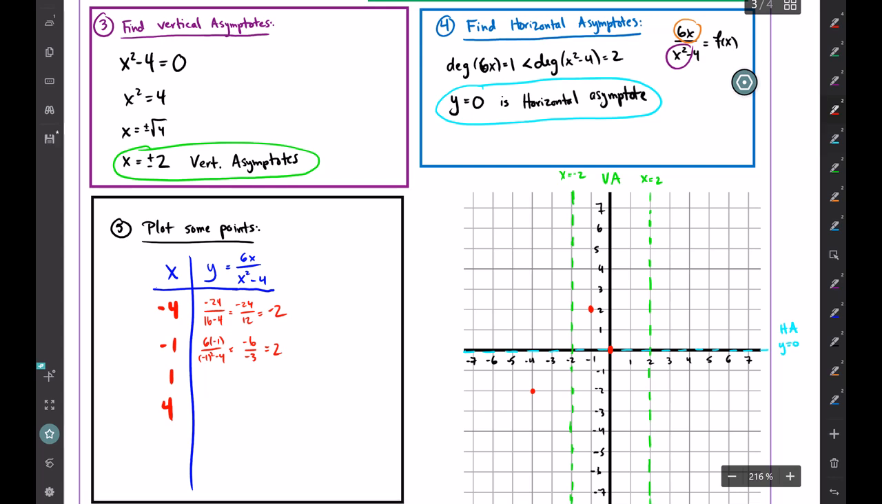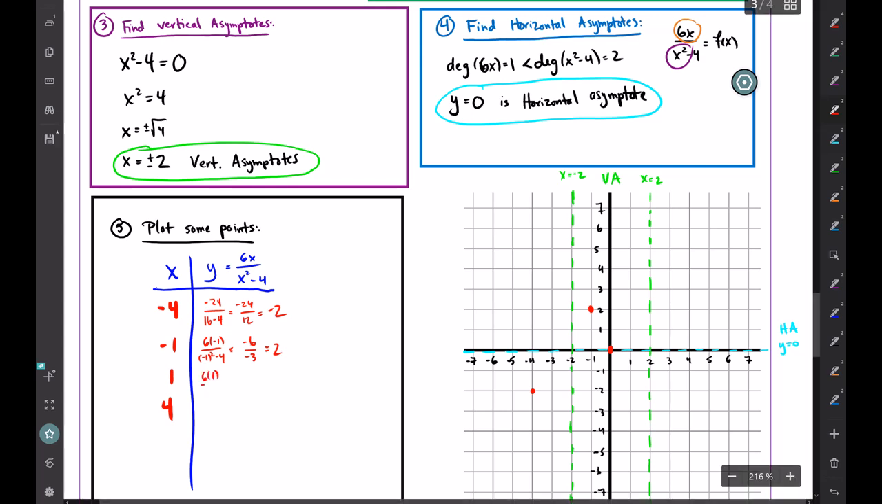Okay, and then if I do 1, I get 6 times 1 over 1 squared minus 4, which is 6 over -3, or -2. So (1, -2) is also a point. And finally, if I plug in 4, I'll get 6 times 4 is 24 over 4 squared minus 4. That's 24 over 16 minus 4, which is 12. So it's +2. So it tells me that (4, 2) is also a point on this curve.